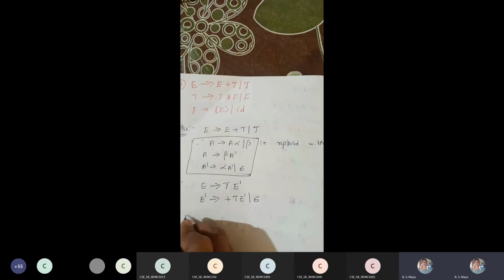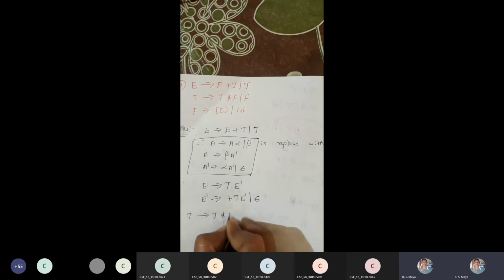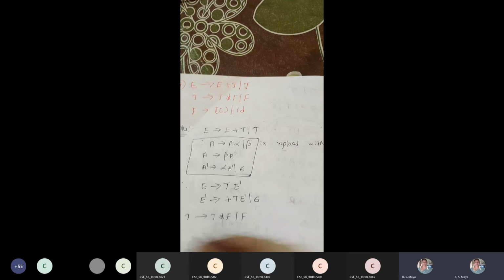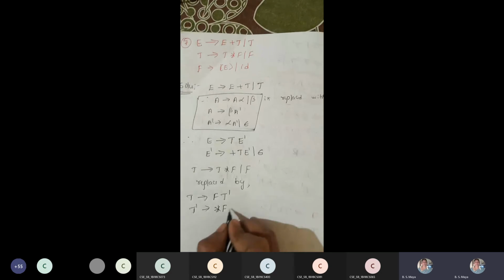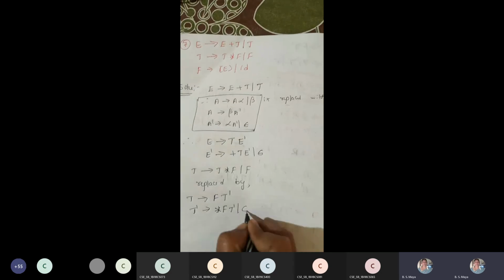Then second production. T derives T star F, which has left recursion. It is replaced by T derives F T dash, and T dash derives star F T dash and epsilon.